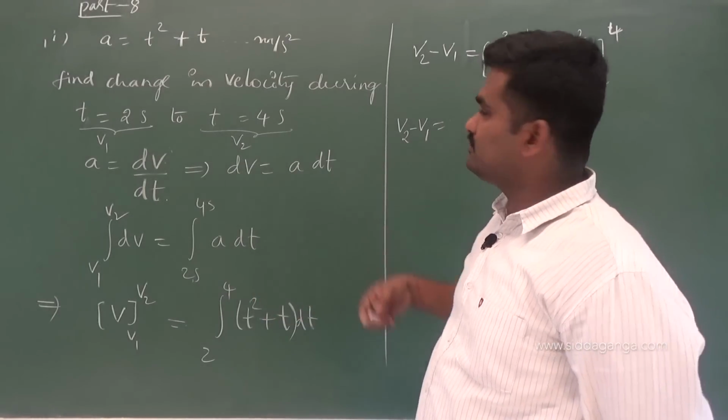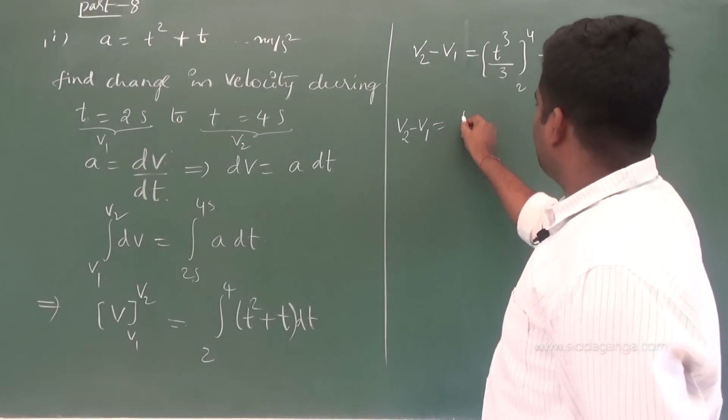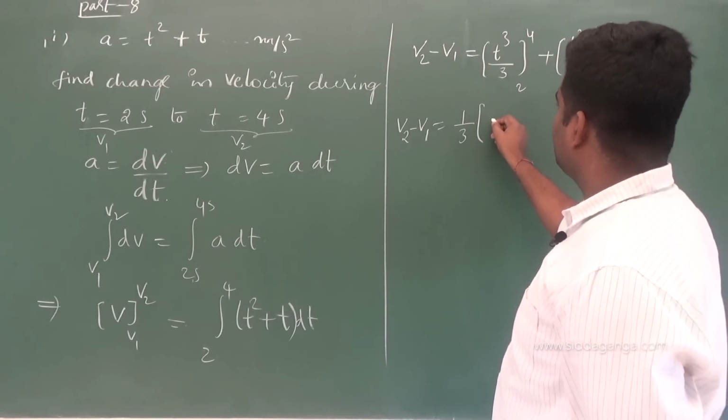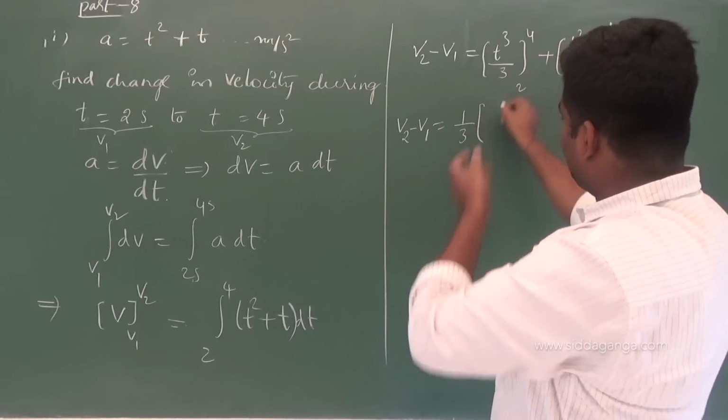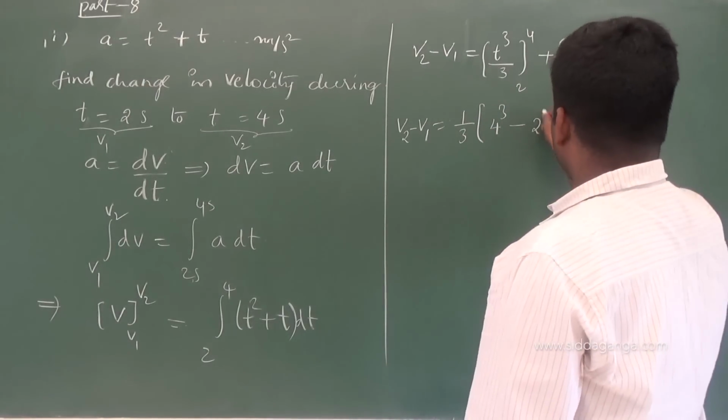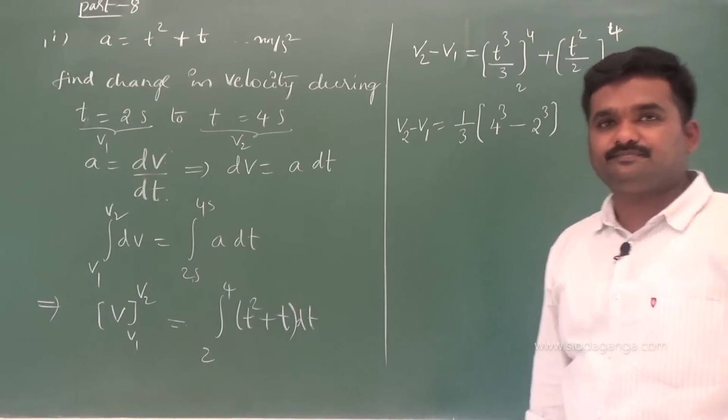v2 minus v1 equals, this is 1 by 3, I will take out, remaining is t cubed from 2 to 4. Means how to apply the limits? First upper limit is 4 cubed minus lower limit is what? 2 cubed. That's how we need to apply.